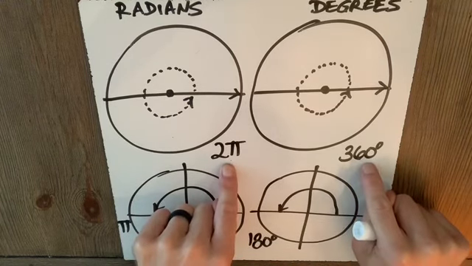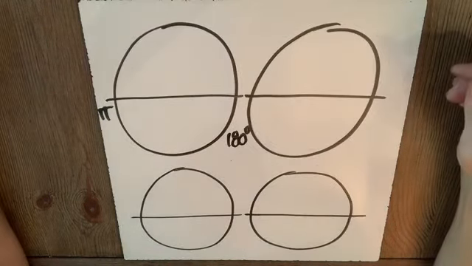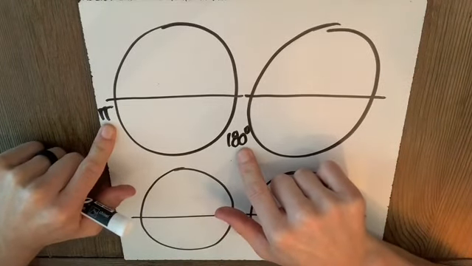Immediately, the quicker you get these down, the easier your life will be. 2 pi radians is 360 degrees. 1 pi radian is 180 degrees. If you're with me so far, this should look familiar. Pi radians is 180 degrees.